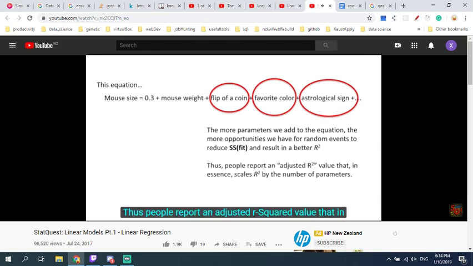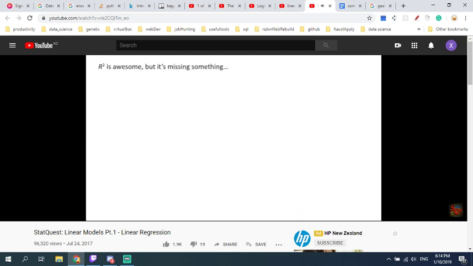Thus, people report an adjusted r squared value that, in essence, scales r squared by the number of parameters. R squared is awesome, but it's missing something.